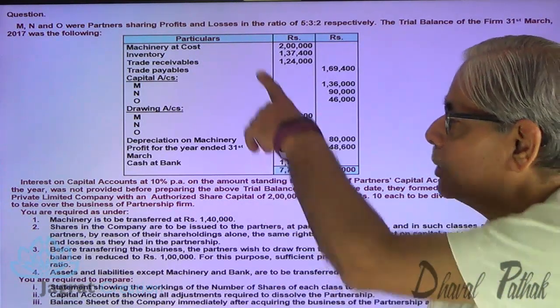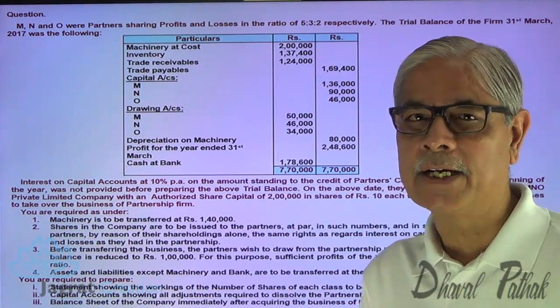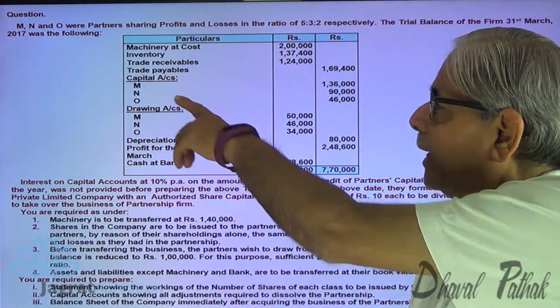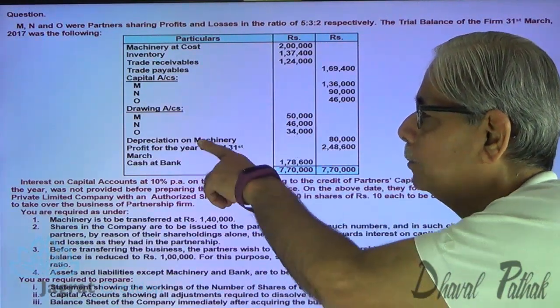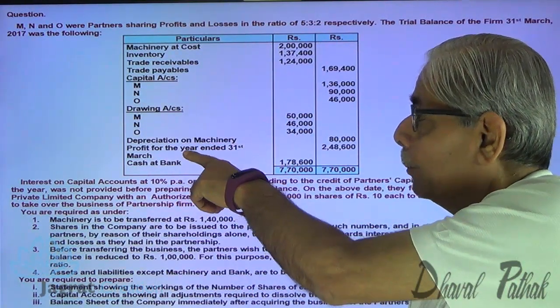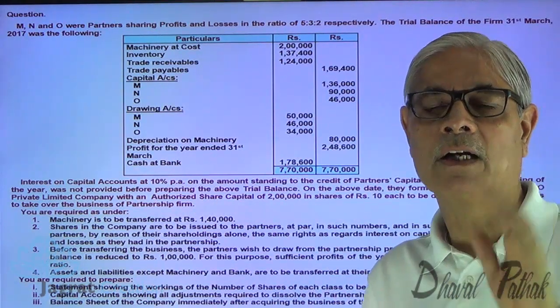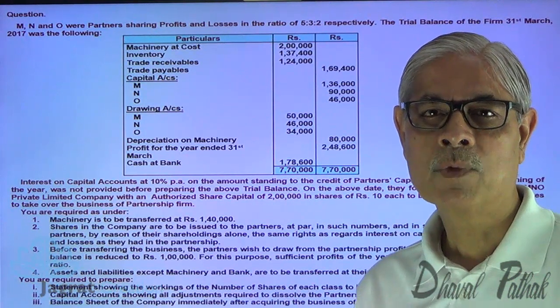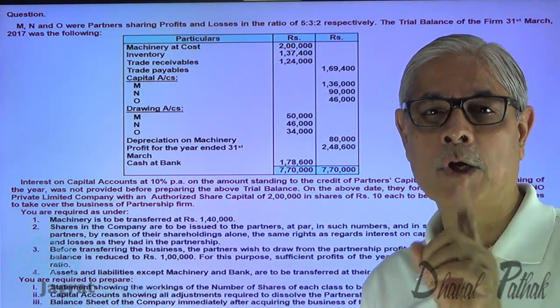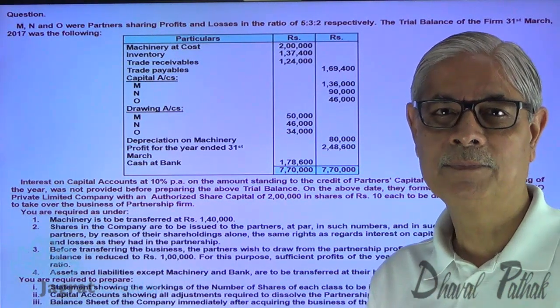In this trial balance, you are given machinery, inventory, trade receivables, trade payable, capital M&O, drawings M&O, depreciation, profit for the year ended on. So this is the profit for the current year. So partners have yet not distributed the profit.